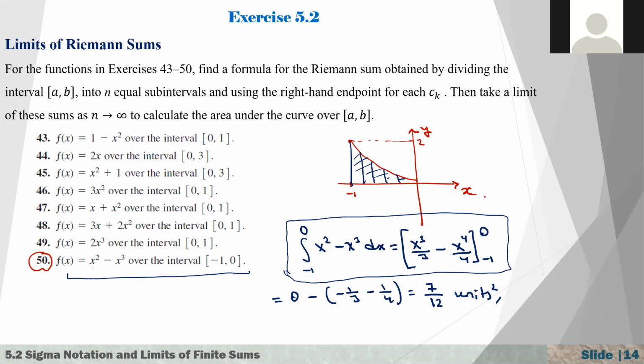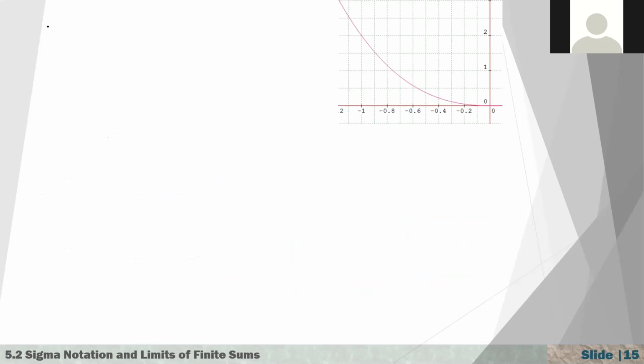Again, it says to find a formula for the Riemann sum obtained by dividing the interval [a, b] into n equal subintervals and using the right-hand endpoint for c_k, then take a limit of these sums as n approaches positive infinity to calculate the area under the curve. All right, our function is x squared minus x cubed over the interval -1 to 0. So that's our equation, number 50. Our function is x squared minus x cubed.